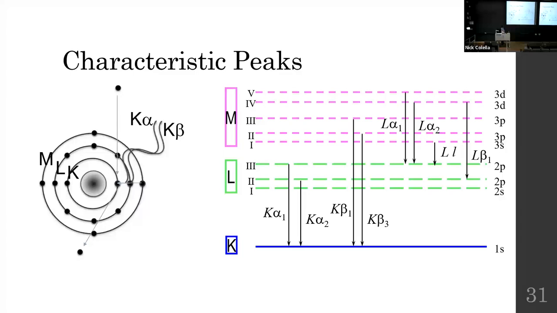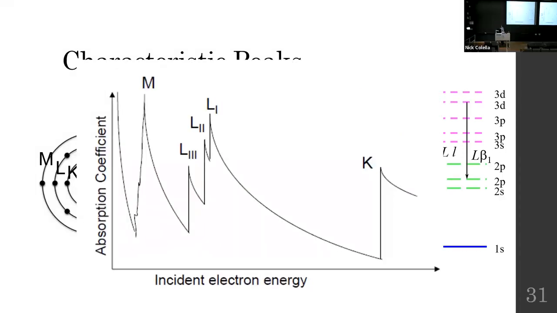Next up, this is the same diagram here, but the idea is that depending on what shell the electron is knocked out of, you're going to have different combinations of electrons from the outer shells which can drop down into it, and those are represented here. So if you knock out the innermost shell, it's a K, then the next one out is an L, and then an M, and so we can label these. These all have different energies, and this allows us to fingerprint what material we have. So we get a family of K, L, and M peaks.